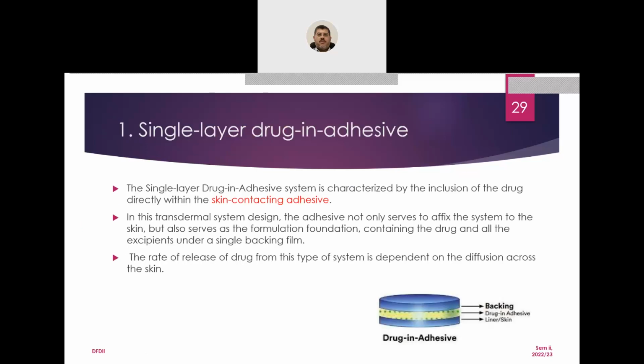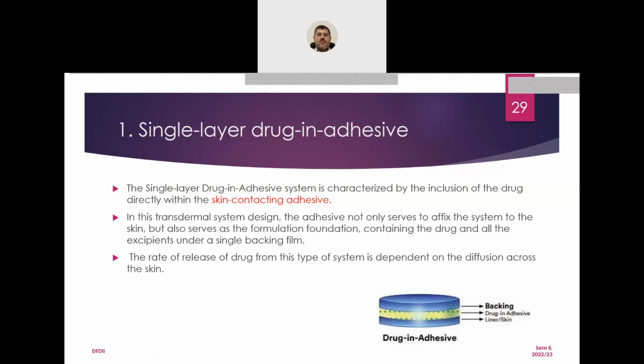So the first one is single layer drug in adhesive. This is a very simple design. Now the polymer is the adhesive material itself that controls the rate. So we don't need a reservoir, polymer, control membrane, nothing. We just have a single layer drug in adhesive system, characterized by inclusion of the drug directly within the skin contacting adhesive. The adhesive has the drug, and it controls the release of the drug.